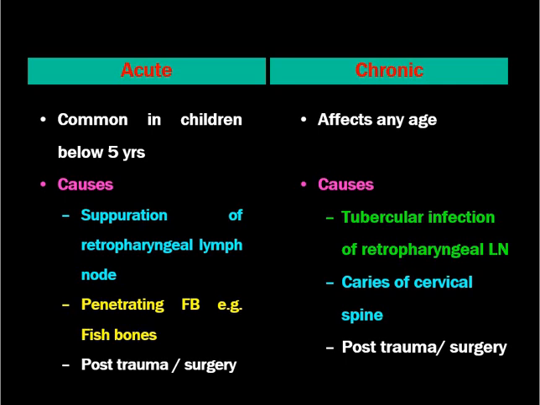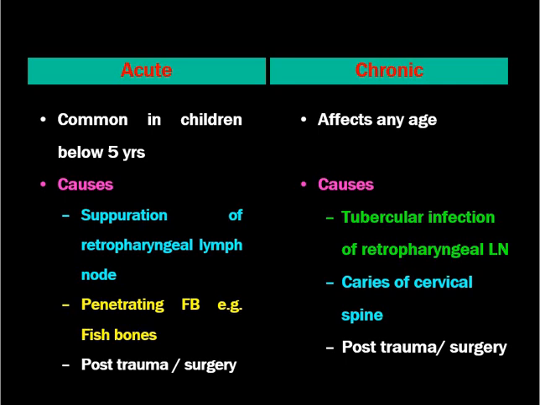The basic differences between acute and chronic are: acute abscess is common in children below 5 years of age, whereas chronic may affect any age group. The cause of acute retropharyngeal space abscess is suppuration of the retropharyngeal lymph node of Rouviere, penetrating foreign bodies like fish bones, and post-traumatic or post-surgery in the tonsils or in the oropharynx.